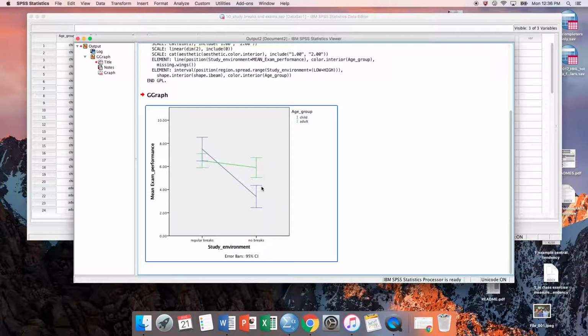And you can kind of see this, that in the no breaks condition, there's a big difference between the adults and children. In the breaks condition, there's not really much of a difference. They're kind of all performing at a similar level. And that's identified by the major improvement in children's performance when they're given regular breaks for studying.